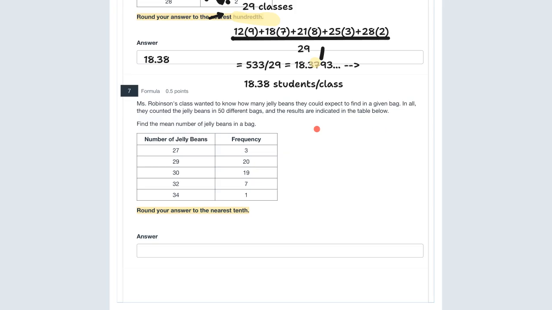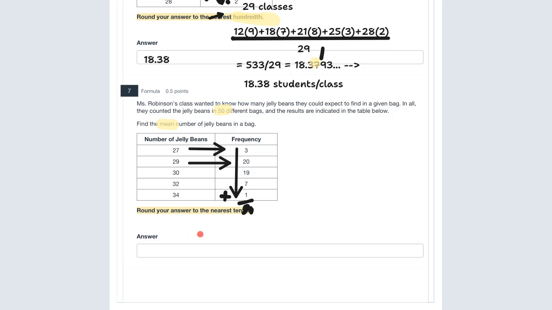Number 7 is going to be the same way. I'm looking for the mean. Now, in this case, I'm told that there are 50 different bags. But if I added all these up here, right, just to be sure, I'm going to get 50 here. Right. So now when I set this up, I'm going to multiply each number times its frequency right here, right? And add all those up, and that'll be my numerator.